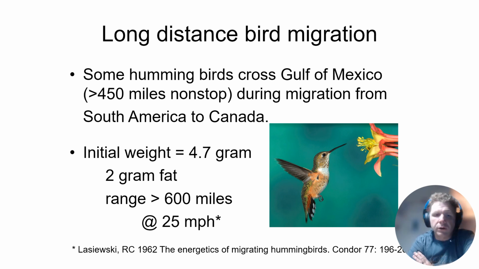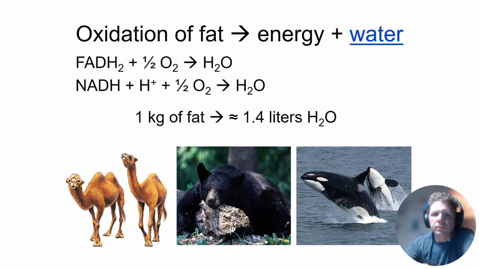That amount of energy is pretty substantial. There are some hummingbirds that can traverse the Gulf of Mexico, which is more than 450 miles, during their migration from South America to Canada. That's completely unstopped. They initially weigh 4.7 grams. They have 2 grams of fat. That's going to give them a range of more than 600 miles, flying at 25 miles per hour. So they're going to extract a huge amount of energy from these fatty acids that they store.